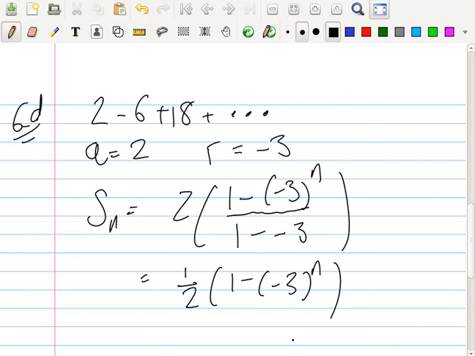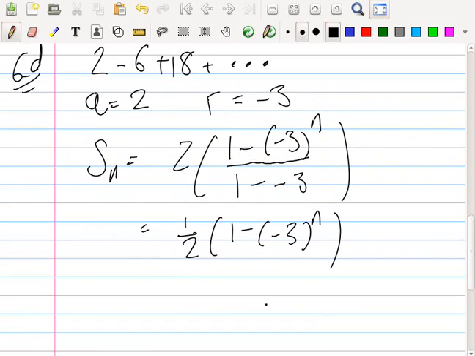Okay, I'll do 7D now as well. Oh yeah, 7D. Yeah. 7D.